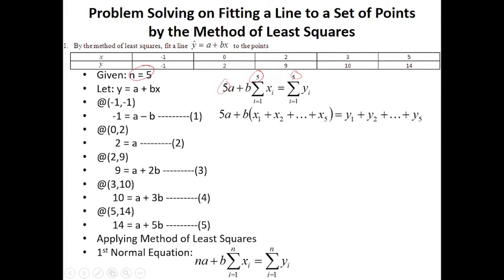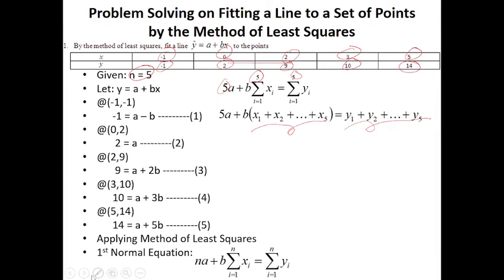And then, substitute natin yung mga points. So, add lahat natin. X sub 1 plus x sub 2. Ito yun. Hanggang umabot ka ng x sub 5. X sub 3, x sub 4, x sub 5. Ganon din sa kabila, no? Summation yi, y1 plus y2. So y1, negative 1 plus 2 plus 9 plus 10 plus 14.